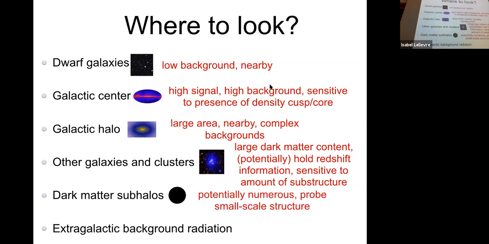The dark matter subhalos, this would be great if we could find these objects. They would probe the small scale structure. They can tell us about the properties of dark matter, and they could have relatively low baryonic backgrounds. The problem is that with no baryons as tracers, it's hard to tell what they are. And the extragalactic background radiation holds information about halos at all scales and over the whole age of the universe. Again, it can be quite sensitive to what we think the halos on small scales are doing.